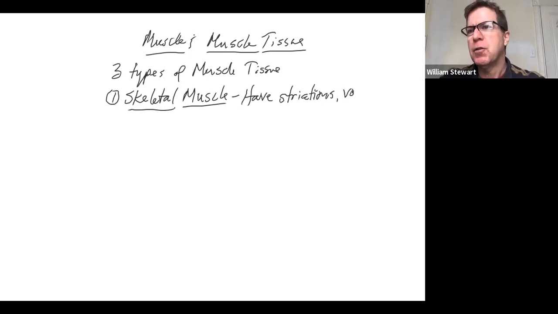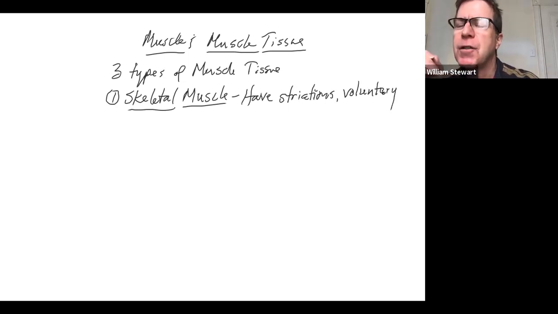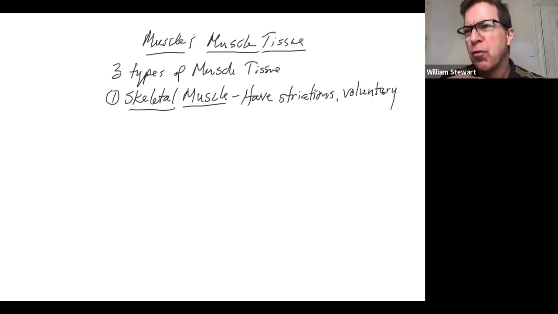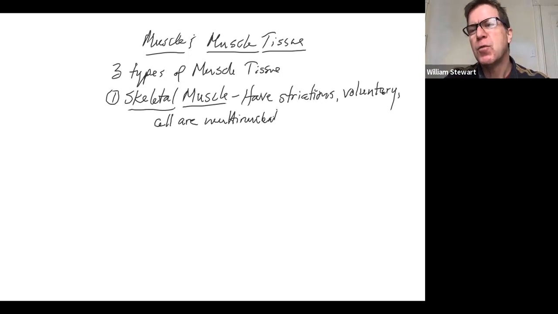This muscle tissue is voluntary. That means we have conscious control over the contractions. If you want to raise your arm or flex your elbow, you can do that. So it's voluntary or consciously controlled. The individual muscle cells are multinucleate. That means there's more than one nucleus per cell. And I'll explain later in the chapter how that comes about.